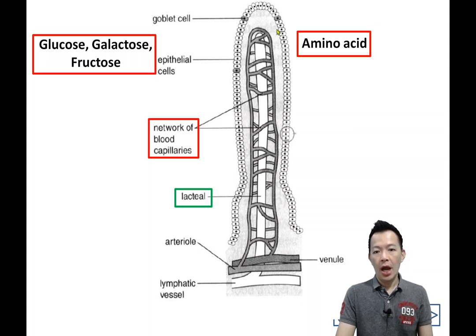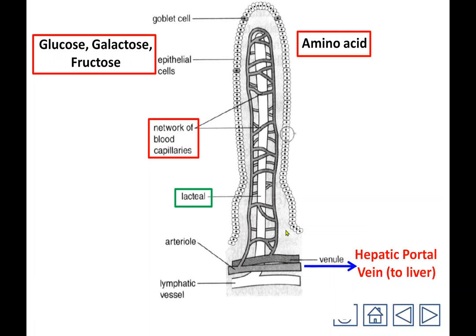After the glucose, fructose, galactose, and amino acids are absorbed by the blood capillary, all the blood capillaries join together. Finally, they become a venule, a small vein. And where will they all be sent? They will be sent by the hepatic portal vein to the liver.